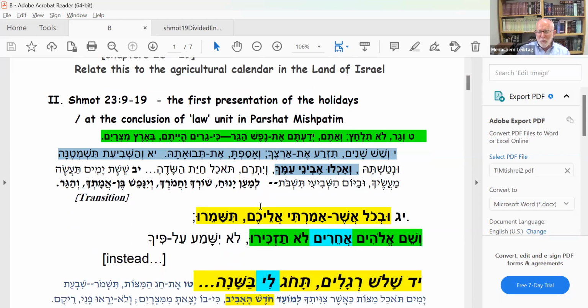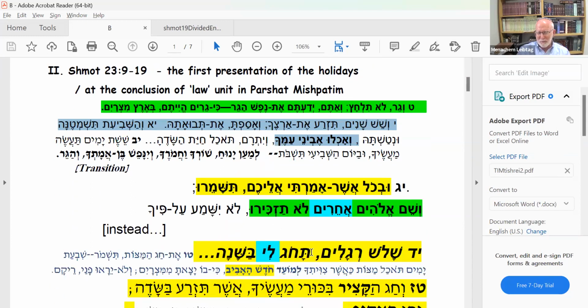And then right before we get to the Shalosh Regalim, in my opinion one of the most important psukim, V'chol asher amarti aleichem tishameru. Make sure to keep all the laws I just told you. That's the three chapters of Parshat Mishpatim, and I guess also the Ten Commandments. In other words, that's a summary.